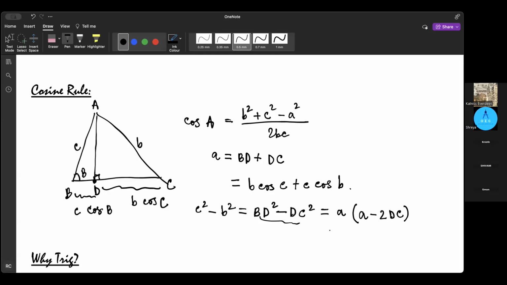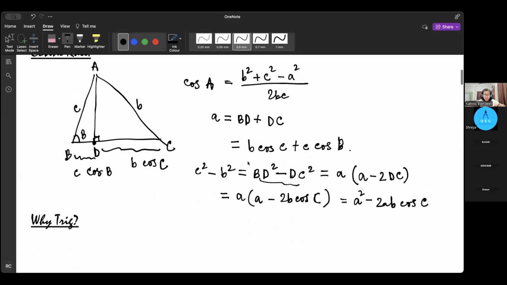And we know the value of dc, right? It's b cos c, so we can replace that. So it's a times a minus 2b cos c. Sorry, this should have been capital. But anyway, that means it's a squared minus 2ab cos c. So we can get the original thing that we wanted just by rearranging the terms. Do you see why that follows? Is this clear?